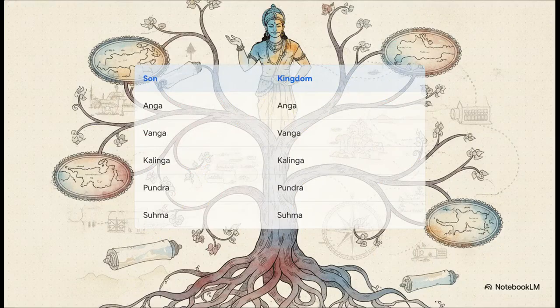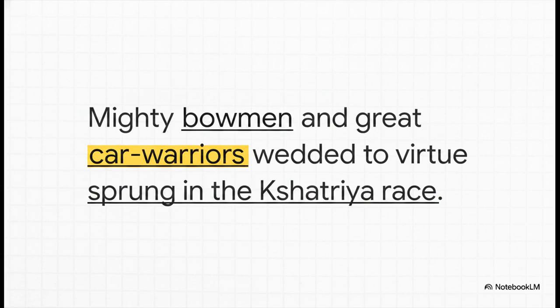And here is why this deeply matters. He names these 5 sons, Anga, Vanga, Kalinga, Pundra, and Suhma. These boys didn't just inherit a family fortune. The text explicitly tells us they became the founding fathers of 5 distinct historical kingdoms that took on their exact names. The ancient map was literally drawn from this one dramatic family tree. You see how perfectly this text ties everything together? It wraps up by stating that this is how the line of Vali was perpetuated and how mighty bowmen and great car warriors sprung in the Kshatriya race from the seed of Brahmanas.